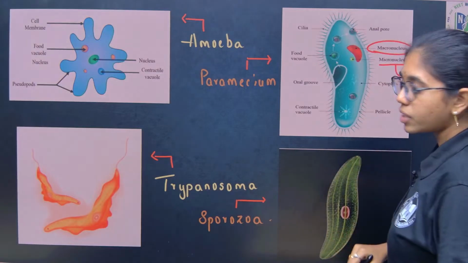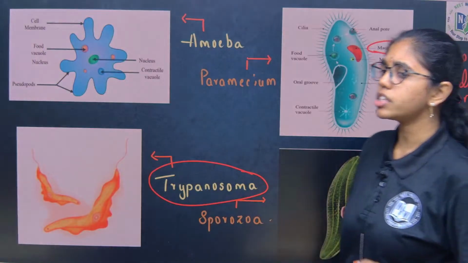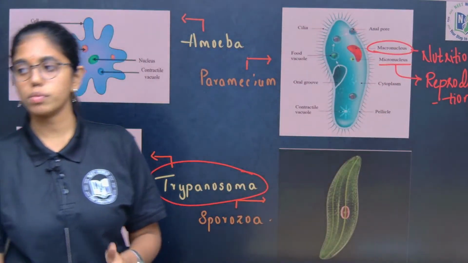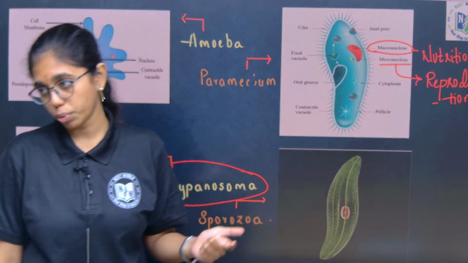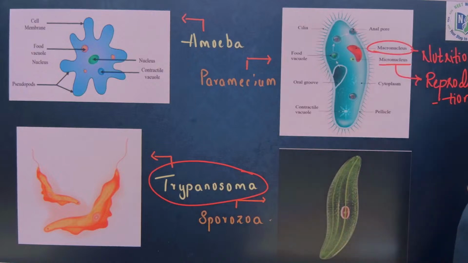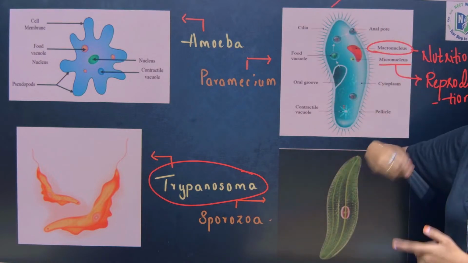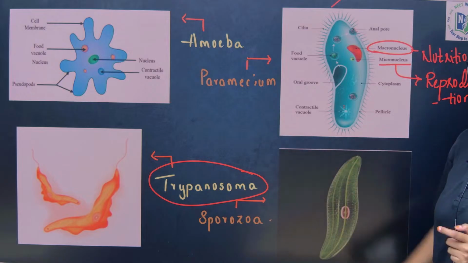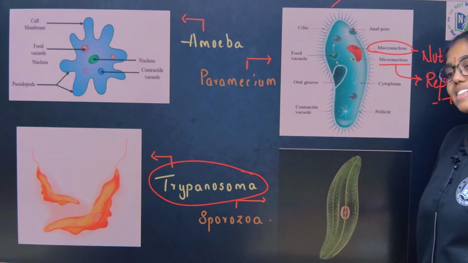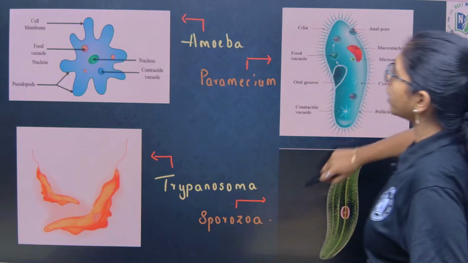Next is flagellated protozoans. Example is trypanosoma. If there is a question whether flagellated protozoans or ciliated protozoans will show the fastest movement, your answer should be ciliated protozoans. Ciliated protozoans will show the fastest movement when compared to flagellated protozoans. Clear, right? Next is non-motile sporozoans. Example is plasmodium. Now we will learn all together in a tabulated form.